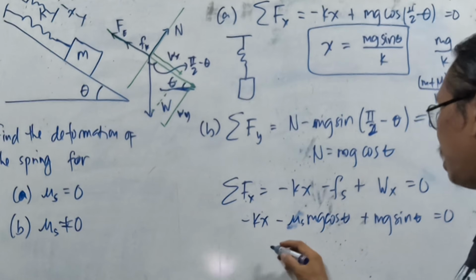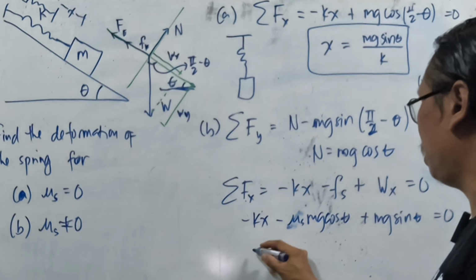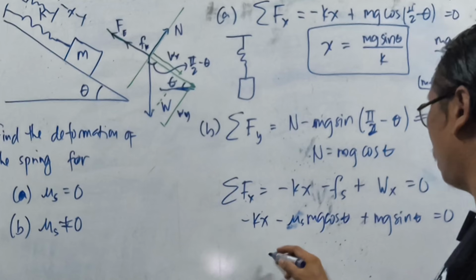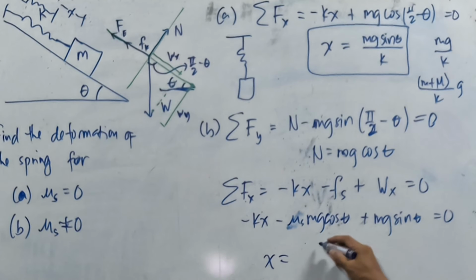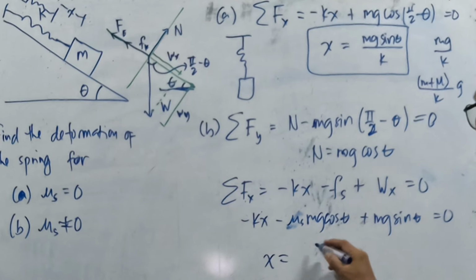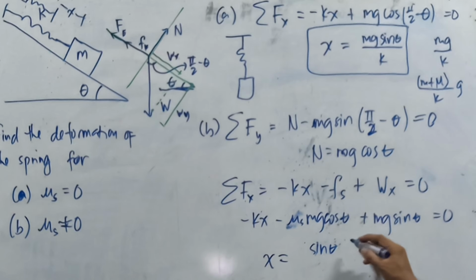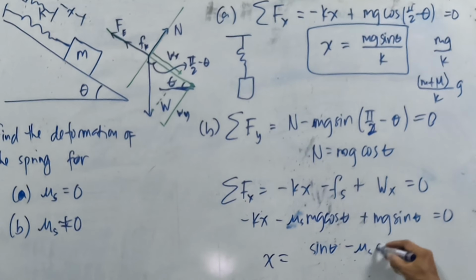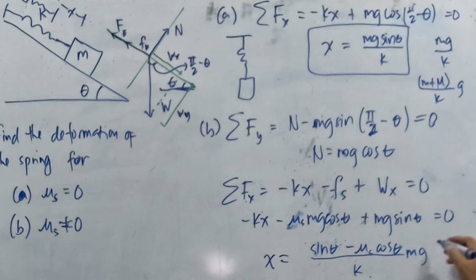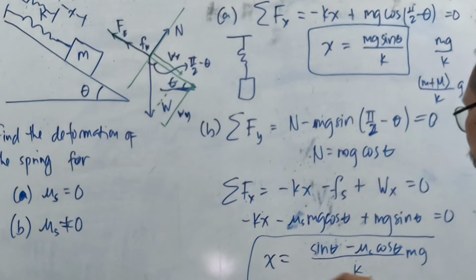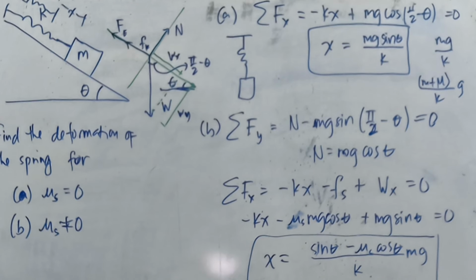Now you can do the algebra, and x would give us mg times sine theta minus mu s cosine theta, over k. So if there are numbers right here, you just put the numbers.